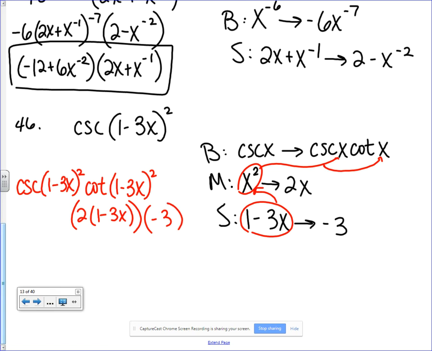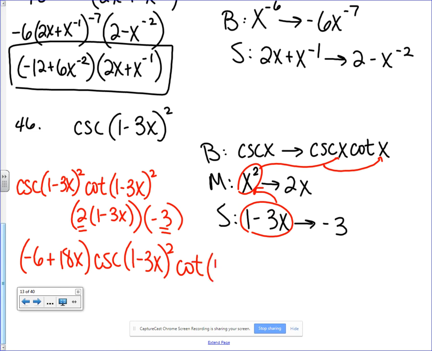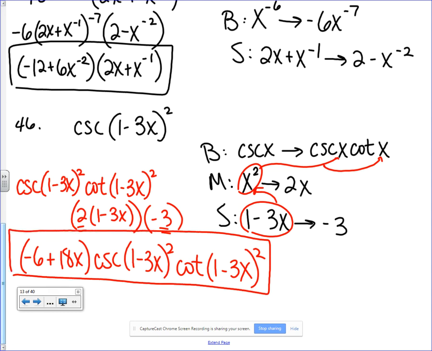So I can distribute the 2 and the -3. So really I'm distributing a -6 here. So I have -6 plus 18x and that is going to be my answer. Now, the book doesn't have you distributing the -6. Okay, I did. Again, there's multiple ways to write this.